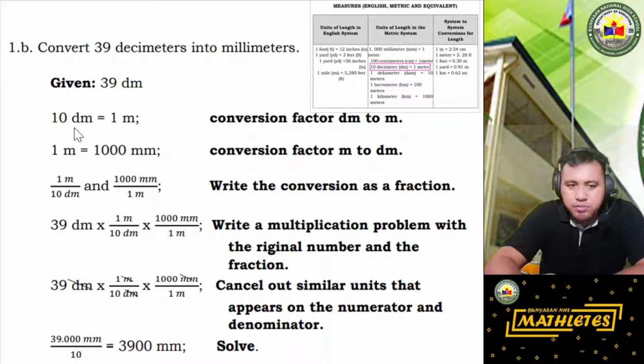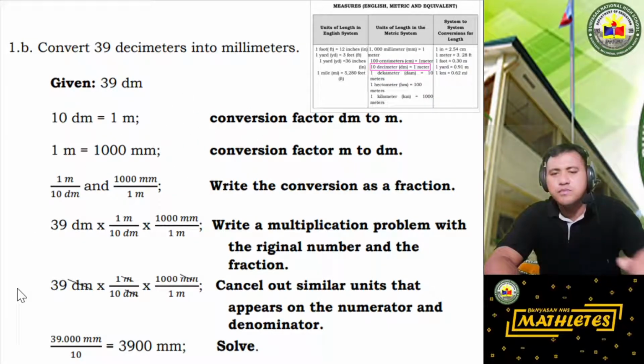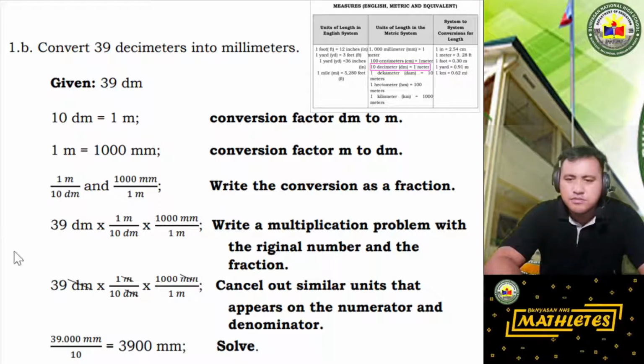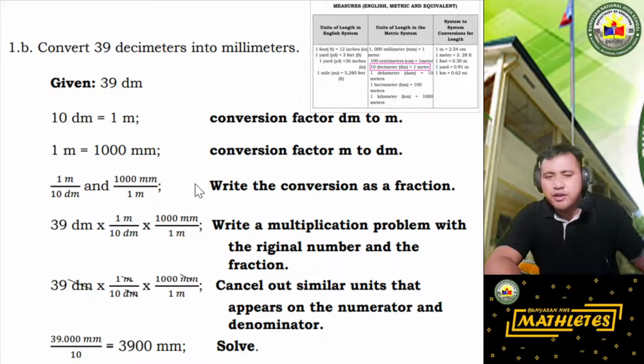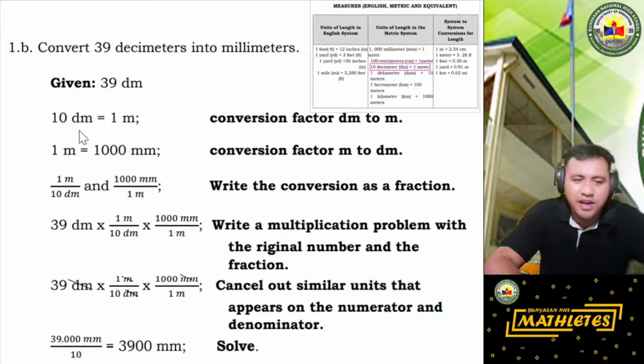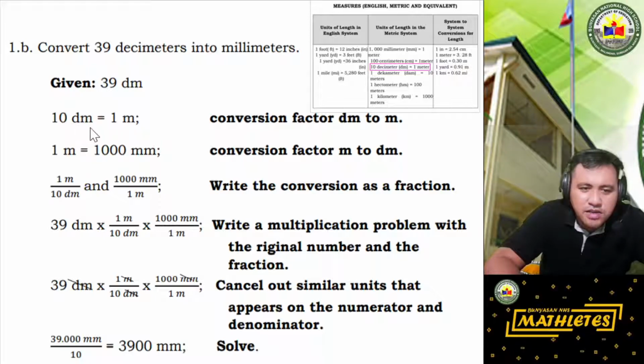Okay, we have meter. So, 10 dm is equal to 1 meter, or 10 decimeter is equal to 1 meter. Then, 1 meter is equal to 1,000 millimeter. Okay? So, ito yung gagamitin natin. It is very confusing, sir. We have 10 dm.